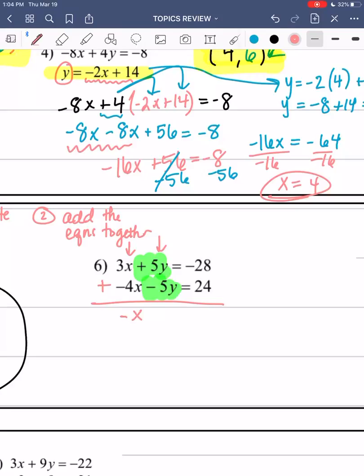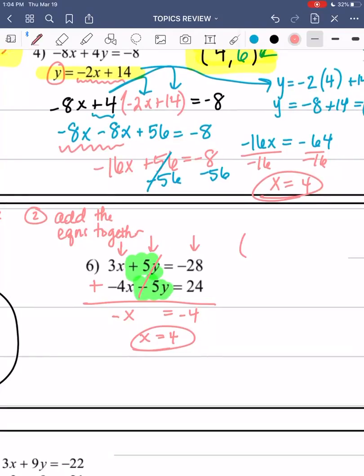Plus 5y minus 5y, that's 0 y's. I don't even need to write that. Equals negative 28 plus 24 is negative 4. So we just have negative x equals negative 4. Okay, if negative x equals negative 4, that means that positive x equals positive 4. So x equals 4. So we already have the x coordinate of our answer. Now we just need the y.